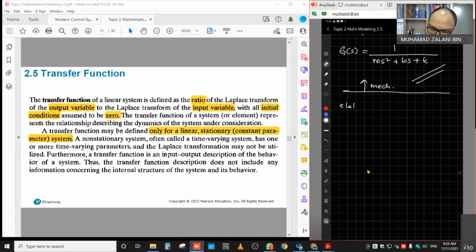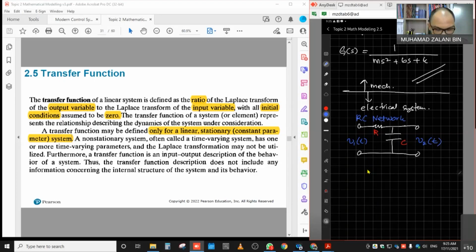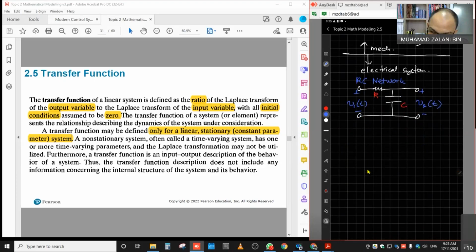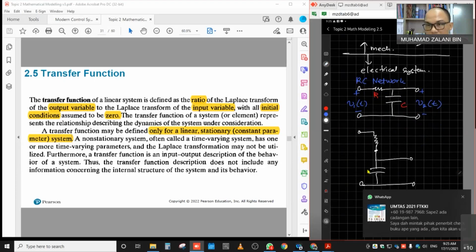Similarly, we can do it for the electrical system. Let us consider another case of deriving the transfer function of this particular RC network. So in this RC network, of course, we have R and C. It has input and output, where input is v1 and output is v2 as a function of time. If you closely look at this circuit, you can just rearrange it like this, which is the circuit that you might be familiar with, right? Have you seen this circuit before?